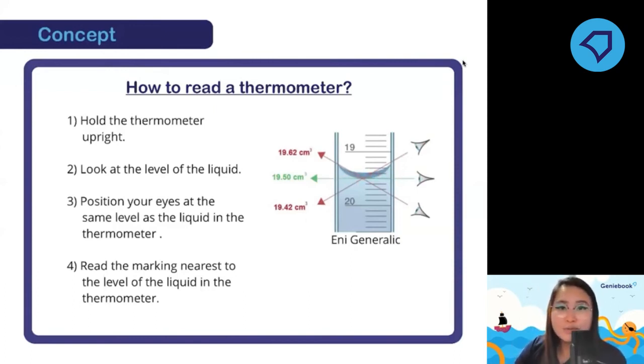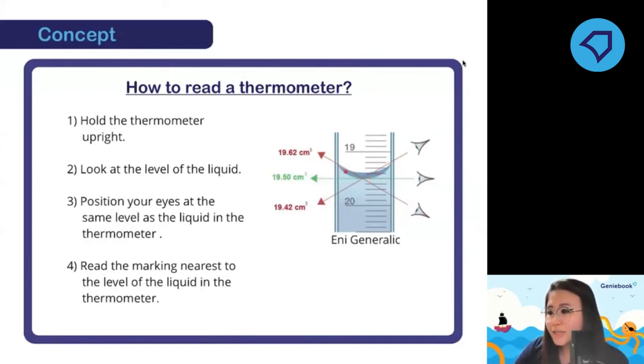Now usually inside the thermometer, this is what you're going to see. Ooh, a nice little curve. A nice little curve of the liquid that is inside. So where should you read it? You should always read the bottom of the curve. Okay, the bottom of the curve.